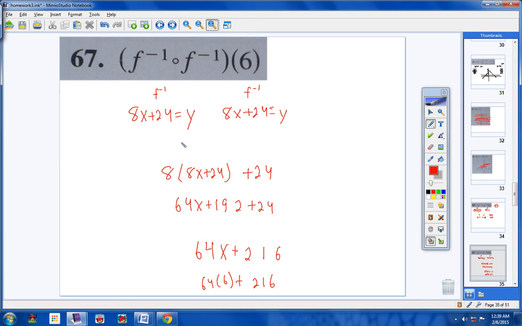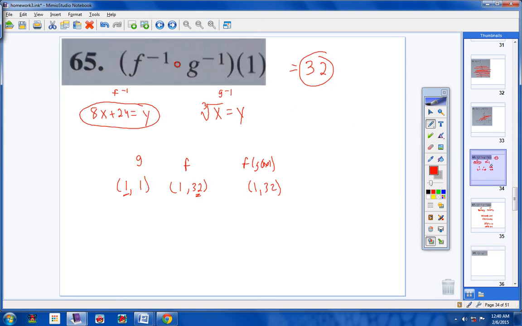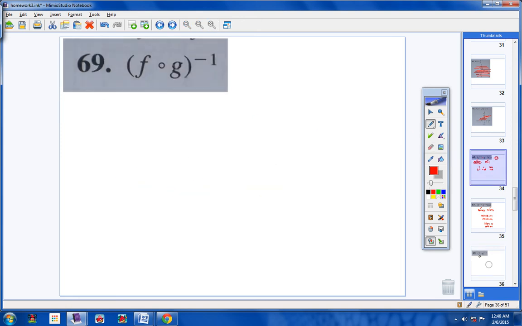So, alright, moving on to number 69. Now, they want us to find the composition first, guys. Find the composition first, and then find the inverse of that function. So, I think I already erased the original functions. I did. That's unfortunate.